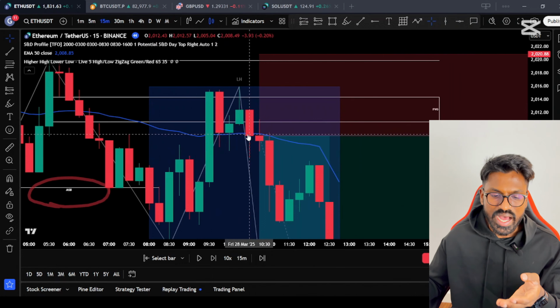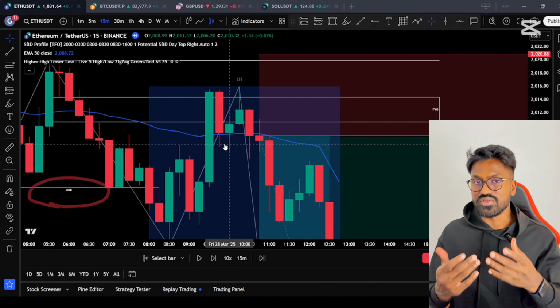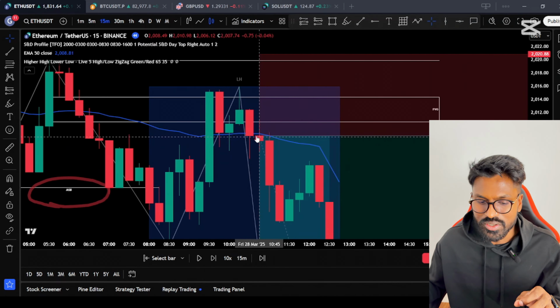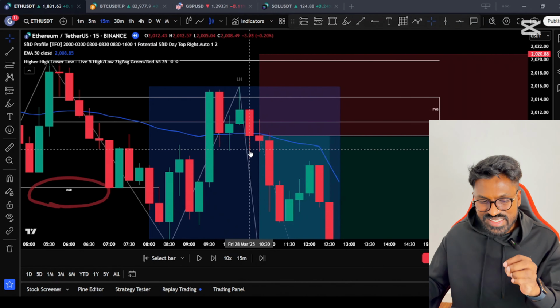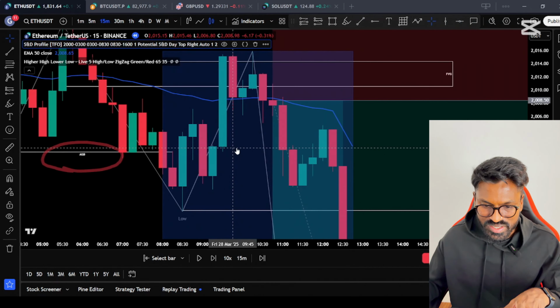The reason is that I didn't feel confident enough. I want to see price close below. To be honest, I would not enter even on this entry. I will enter on this one, which is more clearly below it. But in this example, I wanted to see what happened. In this case, it was good.